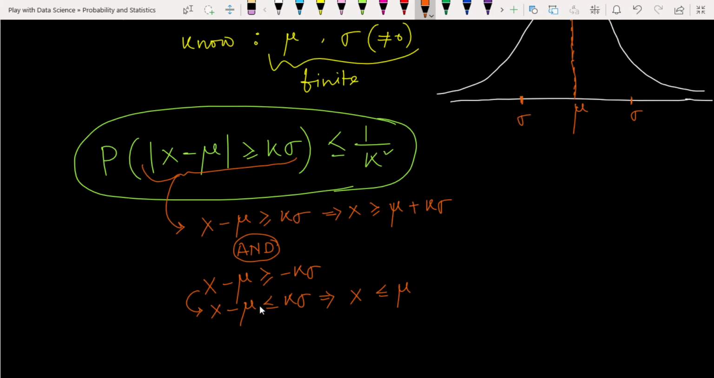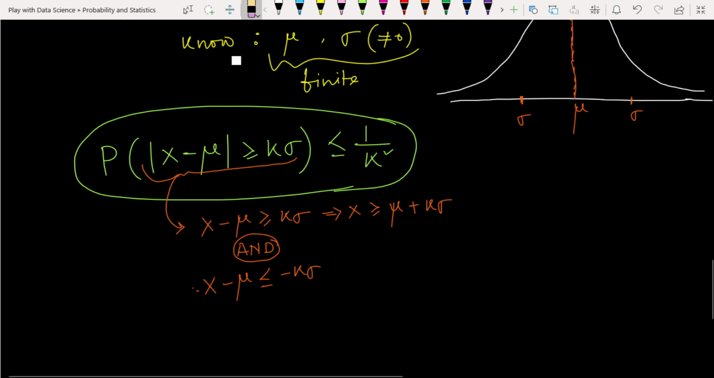I think I'm making some mistakes here. This sign will be less than or equal to. Sorry for that. So this implies x is less than or equal to mu minus k sigma.